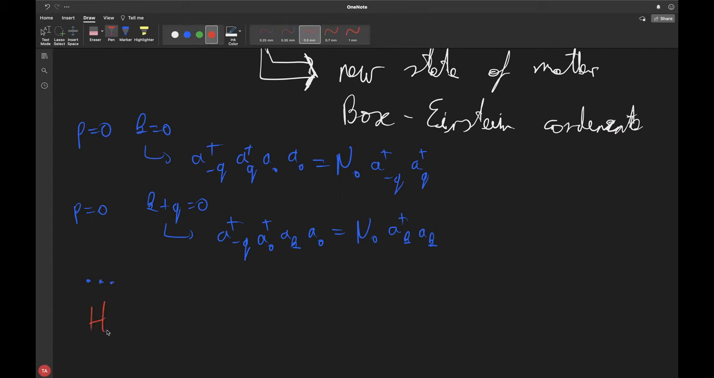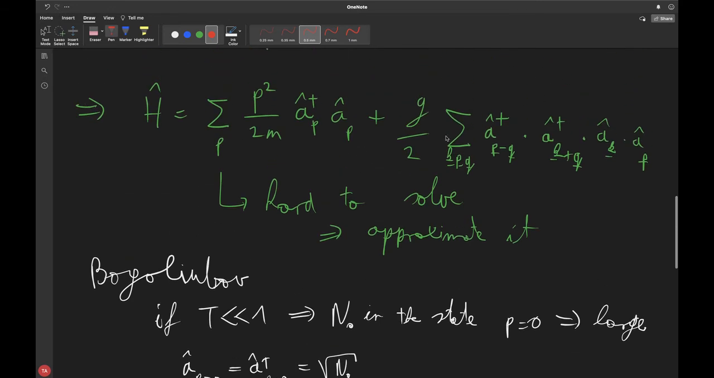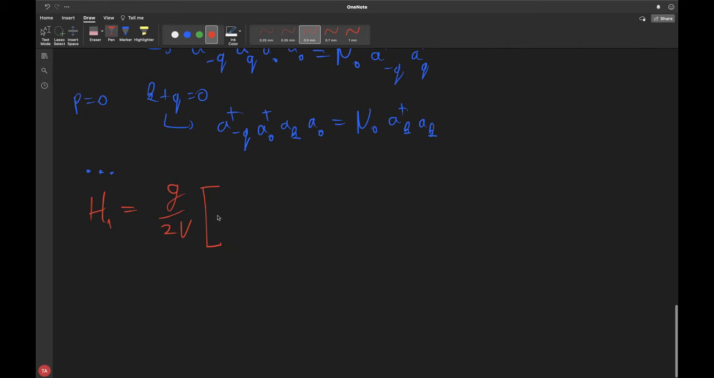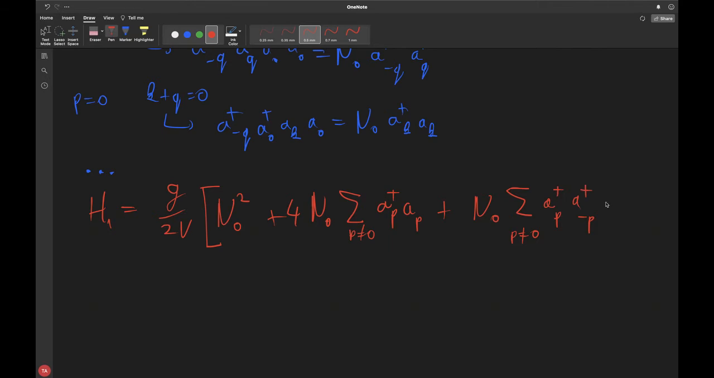So this leads to the interacting Hamiltonian of g over 2V that was unchanged, and the sum of this part is going to lead to n0 squared plus 4n0 times the sum for a dagger p and a p, where p is non-zero, plus n0 times the sum, again where p is non-zero, for a p dagger a minus p dagger plus a p and a minus p.